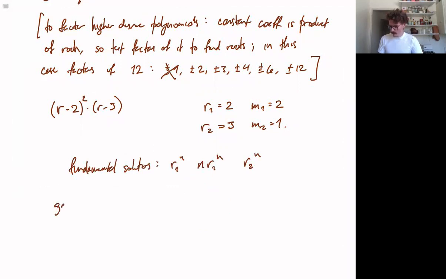So the general solution is taking linear combinations of these and plugging in our roots. So we get a_n equals x times 2 to the n, plus y times n 2 to the n, plus z times, our other root is 3, so z times 3 to the n. So this is the general solution of our degree 3 linear homogeneous equation with constant coefficients.